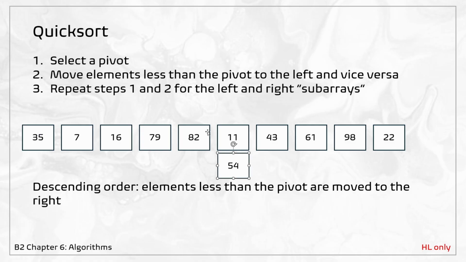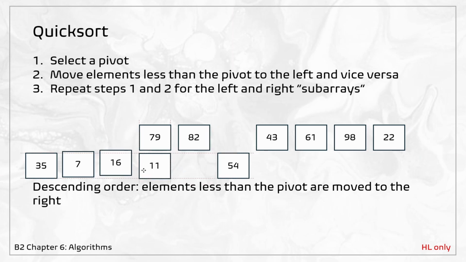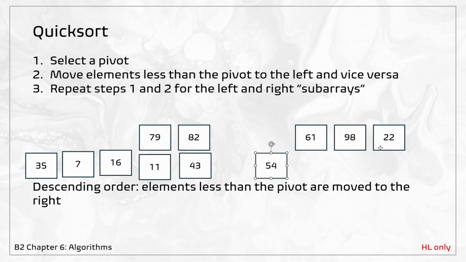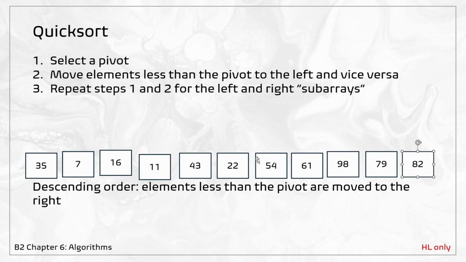And now we need to put every single number less than 54 to the left. So 35 goes here, 7 goes here, 16 goes here, 11 goes here, 43 goes here, and 22 goes here. Let's just make some space here. There we go. And now we need to do the same for every element greater than 54. So 61, 98, 79, and 82 all get moved to the right.